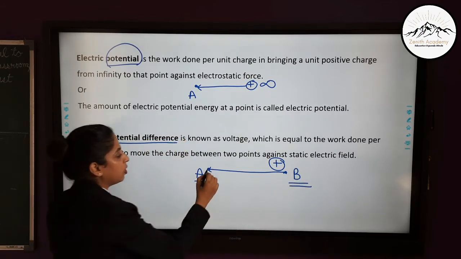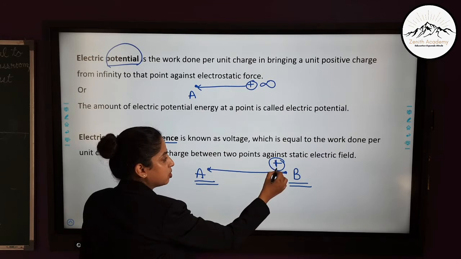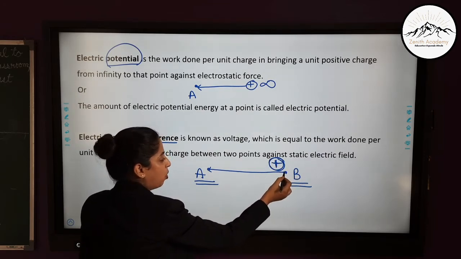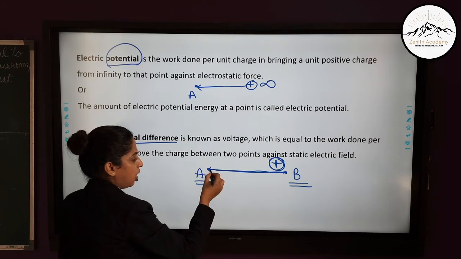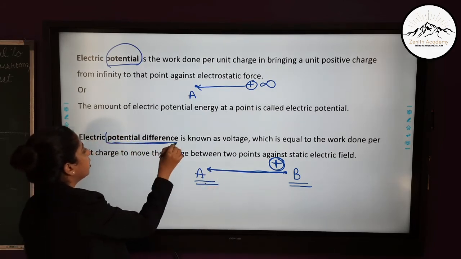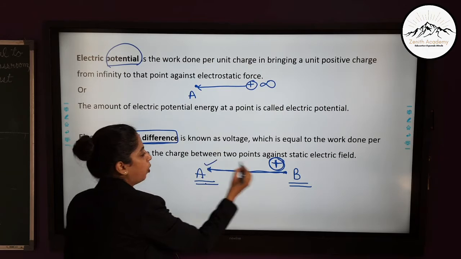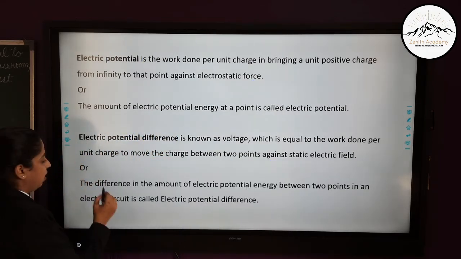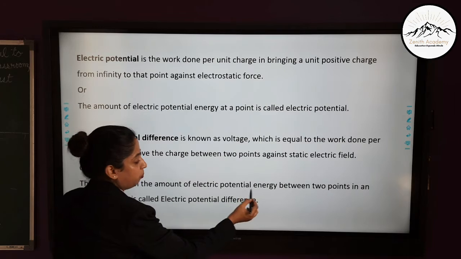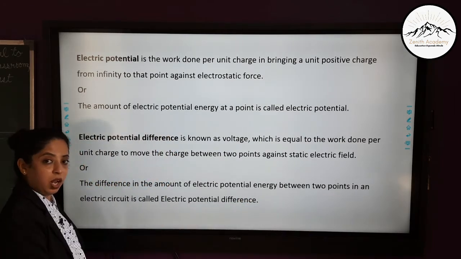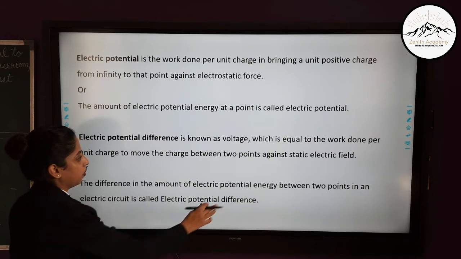So, if there are 2 points and a unit positive charge, or your test charge, is kept at B, then the amount of work done in bringing that charge from that point to this point is known as the potential difference between these 2 points. Or in simple words, we can state that the difference in the amount of electric potential energy between 2 points in an electric circuit is called electric potential difference.